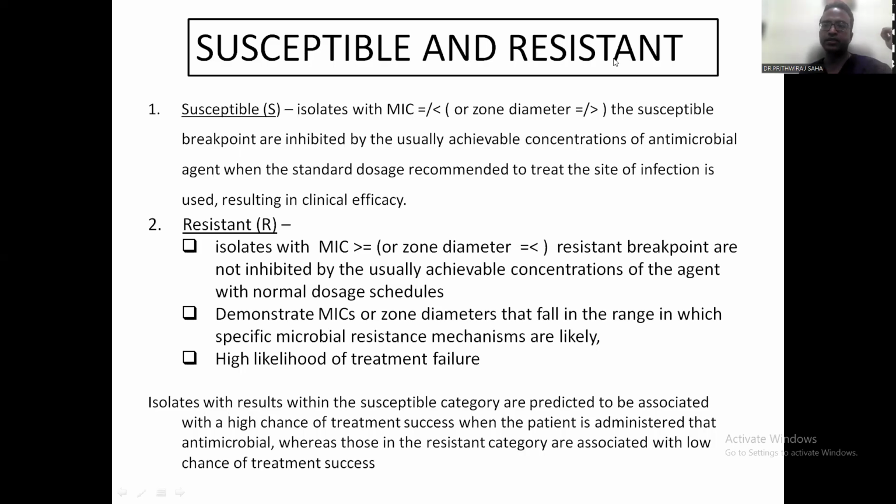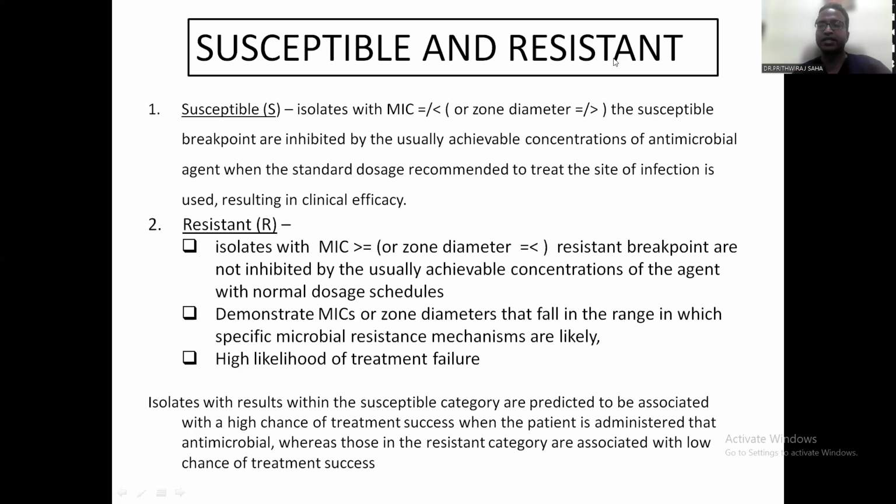So welcome back to the fourth part of this antimicrobial in ICU. We have already discussed the pharmacokinetics, pharmacodynamics, MIC, breakpoints. Now it's time to go forward with susceptible and resistant, and we will be discussing the time dependent and the concentration dependent antibiotics, what actually they are.